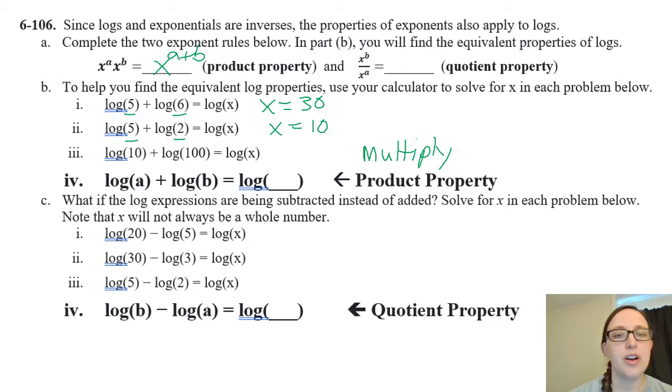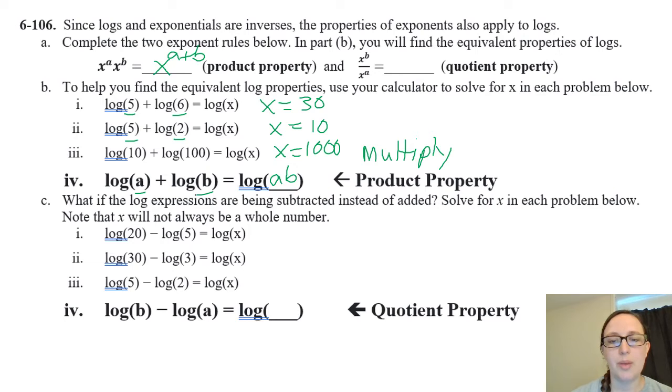Log of 10 plus log of 100. Multiply, since we're adding. 10 times 100 is 1,000. So we combine it, it would be log of 1,000. No matter what number we have, a and b, or expressions a and b, we combine it so that's a times b. All right, so in part C, we have subtraction.